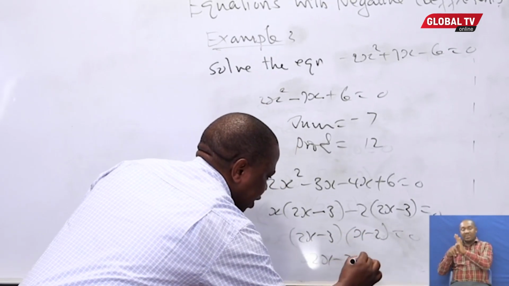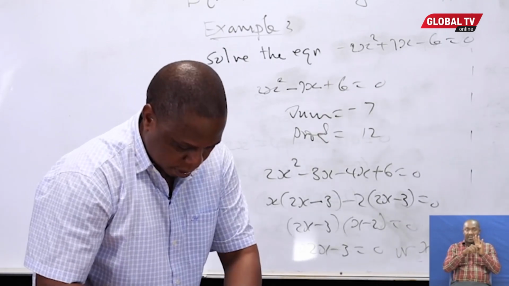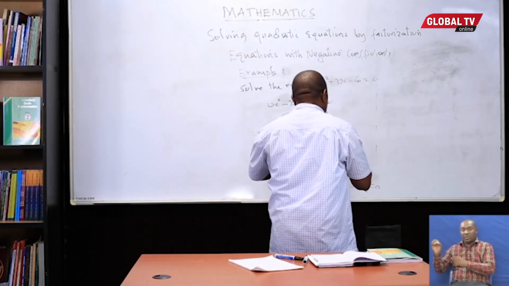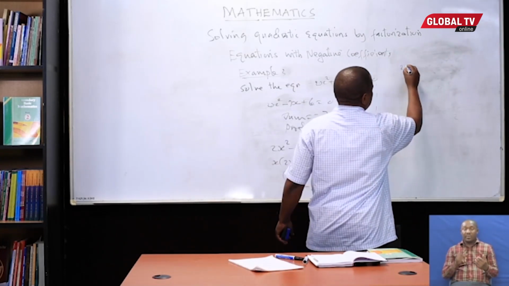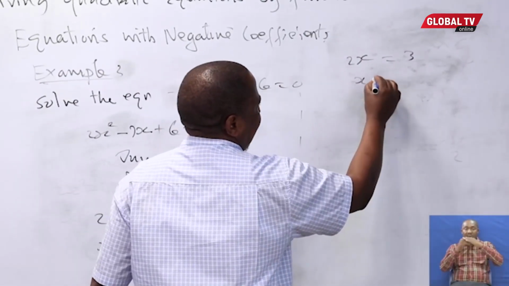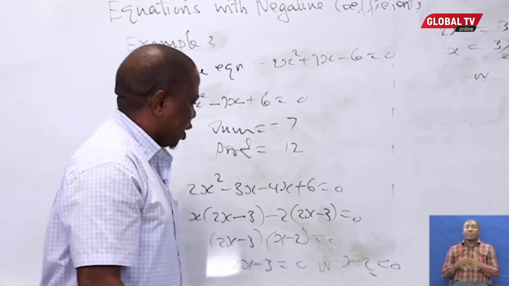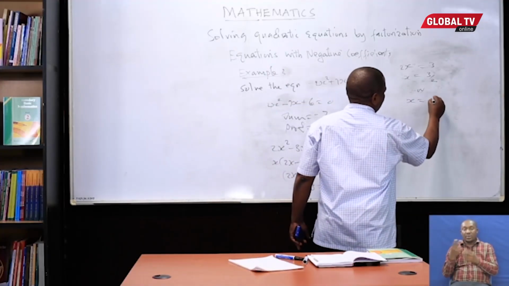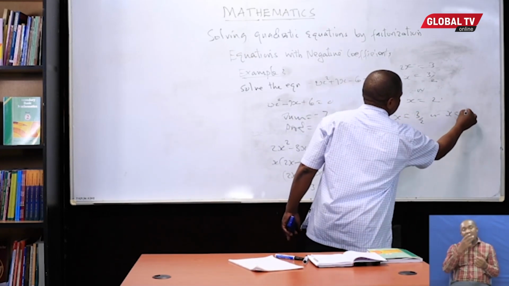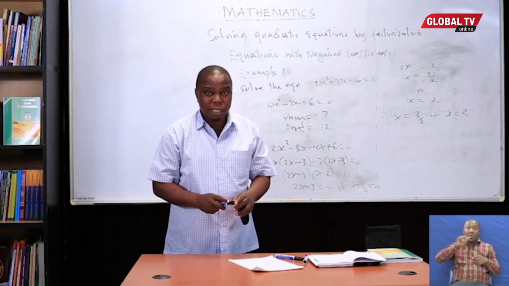Either 2x minus 3 is equal to 0, or x minus 2 is equal to 0. Upon solving this one here, you will have 2x is equal to 3, so x is equal to 3 over 2. Or x minus 2 is equal to 0, of which x is equal to 2. Therefore, our x is equal to 3 over 2, or our x is equal to 2. That's how quadratic equations can be solved by splitting the middle term.